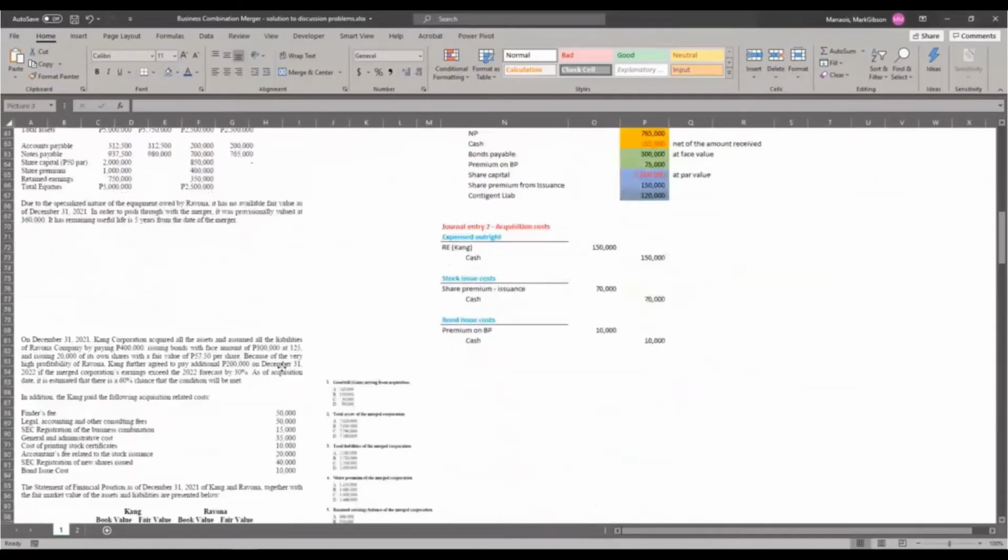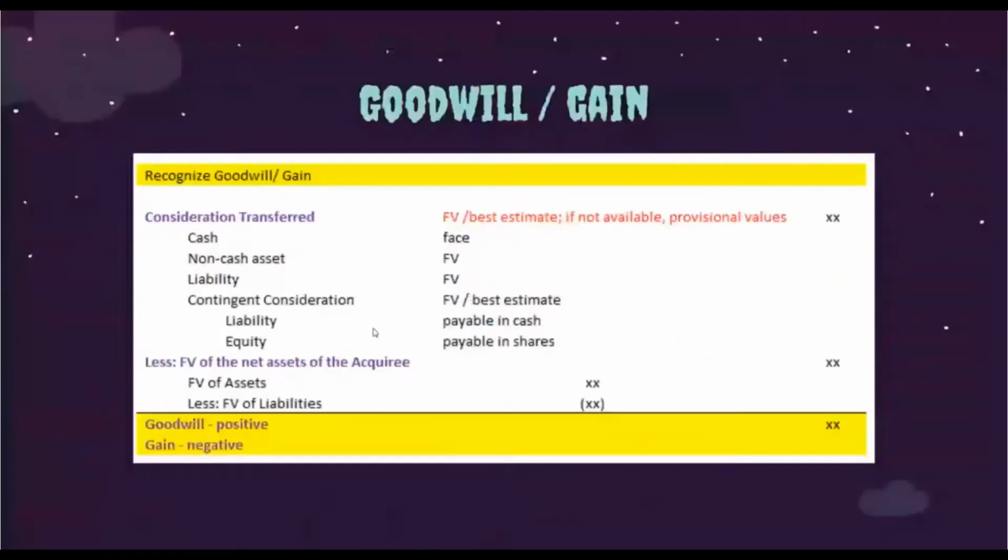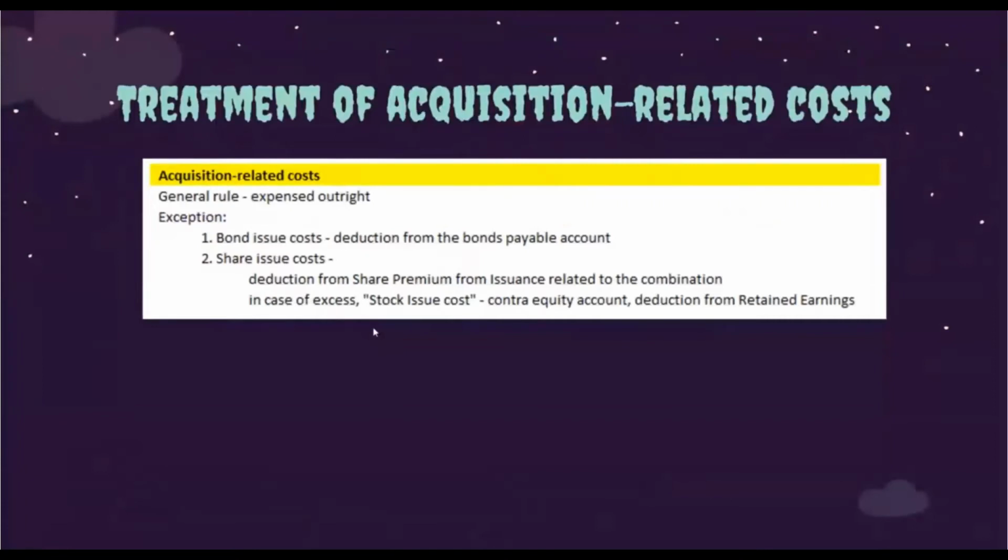Now, paano naman yung mga acquisition costs? So sabi natin, class, acquisition costs generally are expensed outright. Now, meron lang tayong mga exception. Siguro, the best way to go about this is to talk about first yung mga exception, no? So, balikan natin yung cheat sheet natin. Lalagay ko lang side by side.